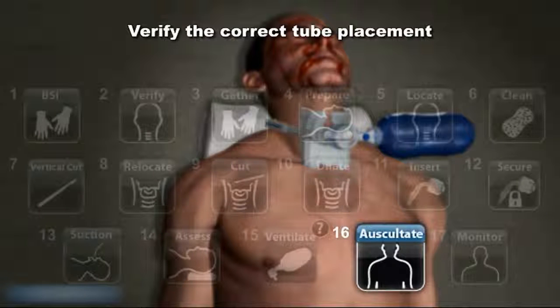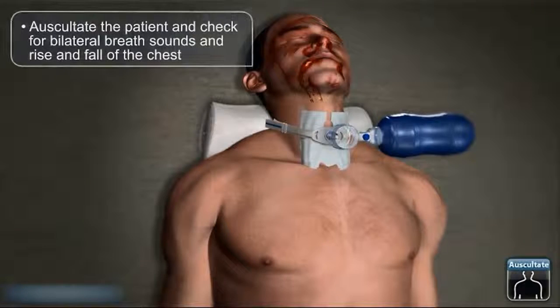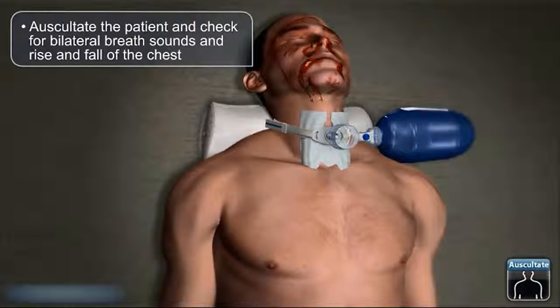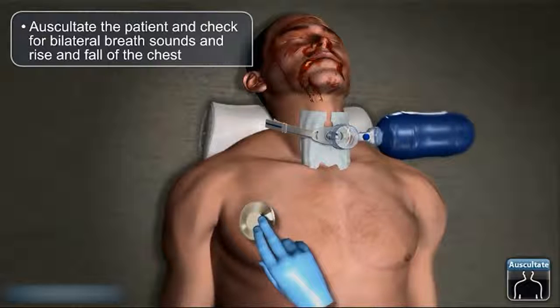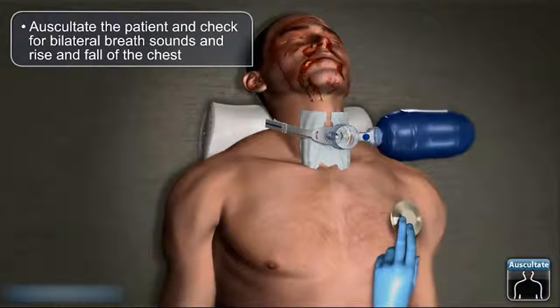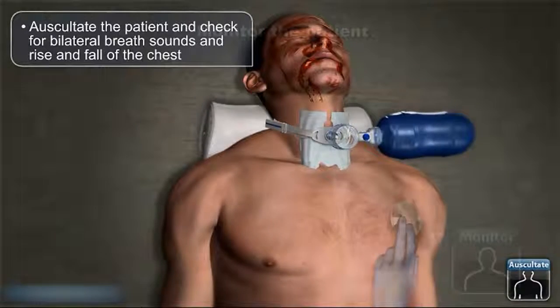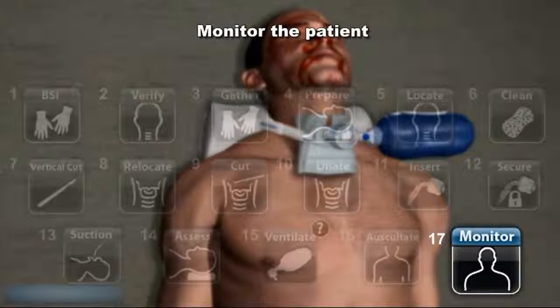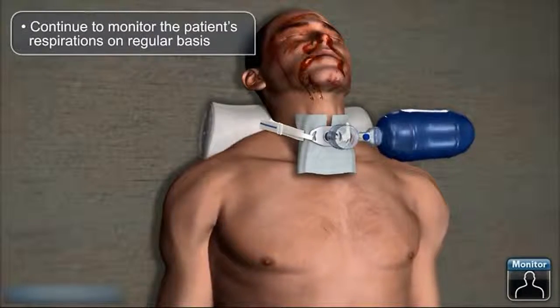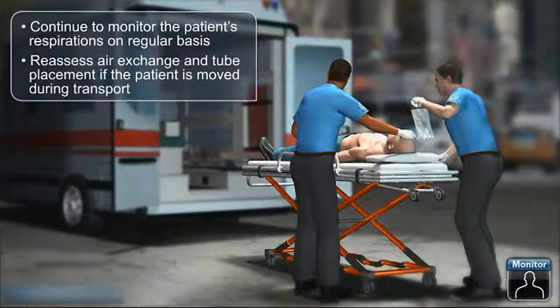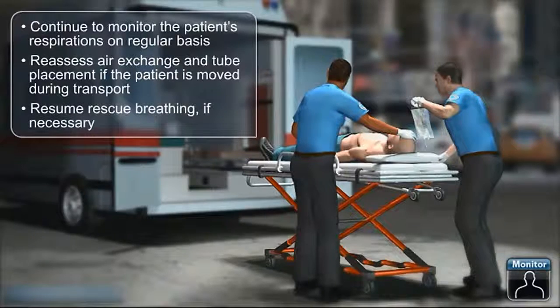Verify the correct tube placement. Auscultate the patient's chest and check for bilateral breath sounds and rise and fall of the chest. Monitor the patient. Continue to monitor the patient's respirations on a regular basis. Reassess air exchange and tube placement if the patient is moved during transport. Resume rescue breathing if necessary.